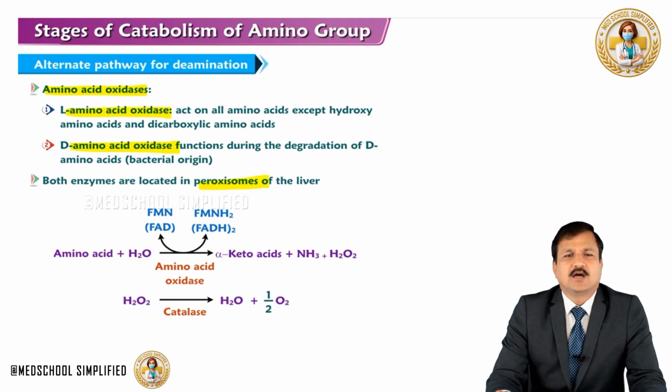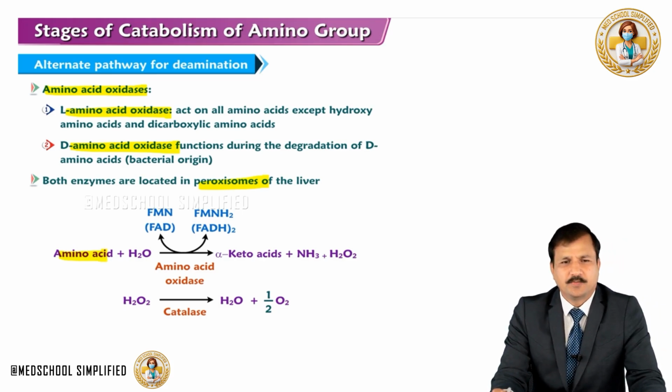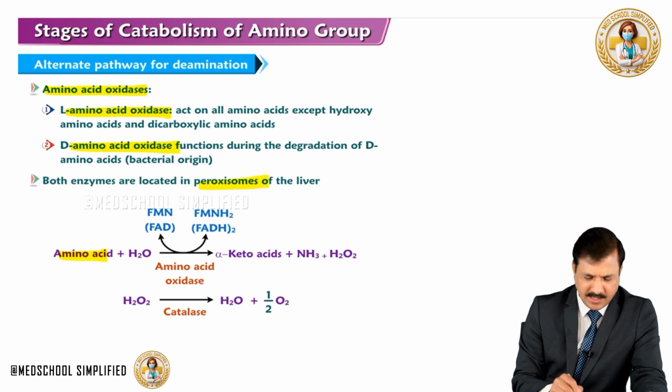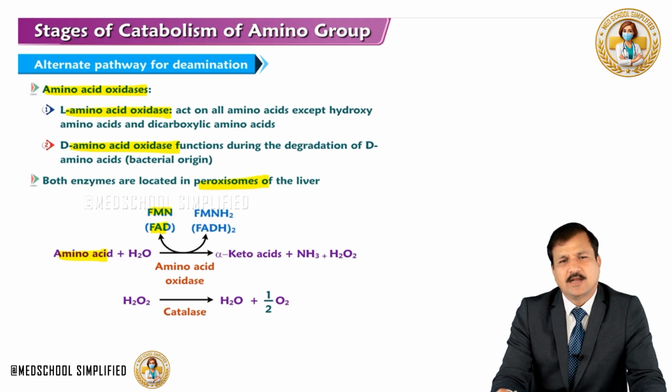Now, what is the general deamination format here for amino acid oxidases? The amino acid here containing an alpha amino group is catalyzed by amino acid oxidase, which will prefer FMN or FAD, which will be reduced into FMNH2 or FADH2. And as you know, FADH2 can go into the second complex of the electron transport chain to give energy. That's how amino acid breakdown, basically amino acid catabolism here, can give some energy.